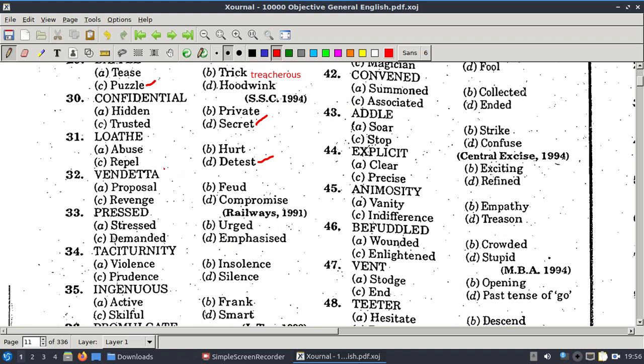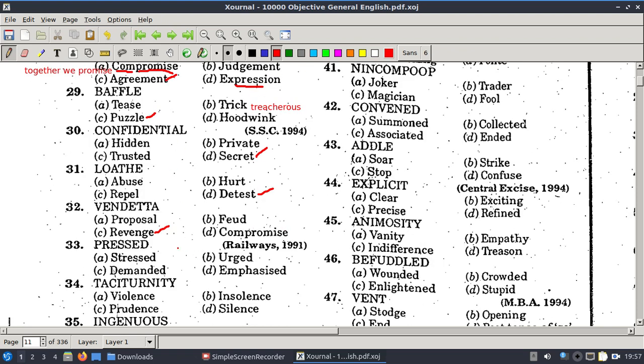Vendetta. Vendetta means a very long period of violence between two families or two groups. It generally involves murdering of people from either side. So that means vendetta is revenge, the long-standing revenge. Proposal is kind of suggestion. Proposal we all know. Feud we had discussed earlier also. Feud is a long-standing dispute between two families or two groups, but it need not be revenge. Vendetta involves kind of revenge also. Compromise we just discussed. Com plus promise, that is compromise.